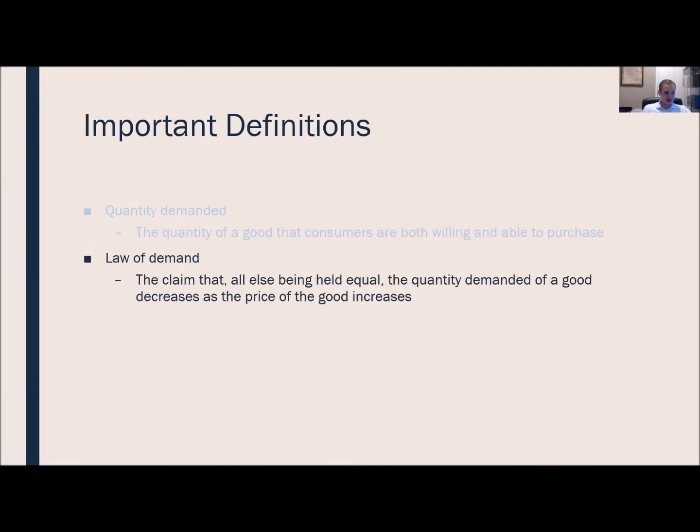Next, and probably most obvious of these three, we have the law of demand. The claim that all else being held equal, the quantity demanded of a good decreases as the price of that good increases. Now, it's going to be important that you also understand that the quantity demanded of a good will increase as the price of that good decreases. And this is one of the main reasons why we expect for there to be a downward sloping demand curve.